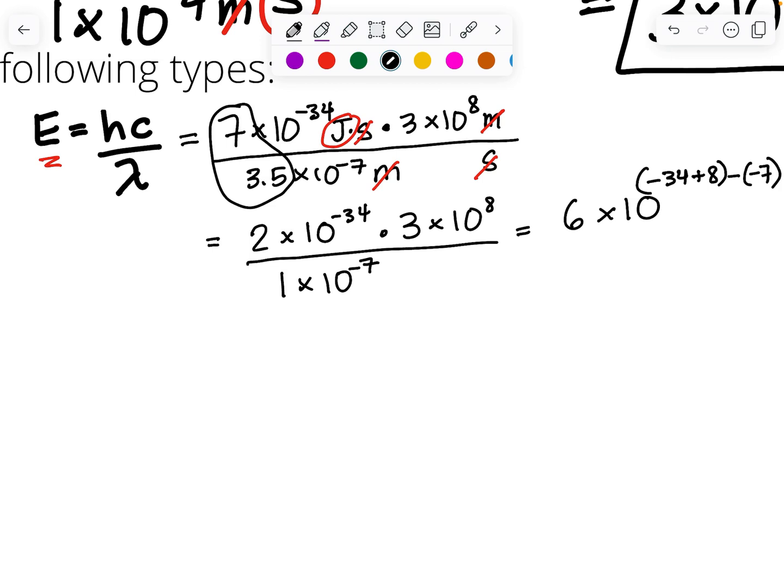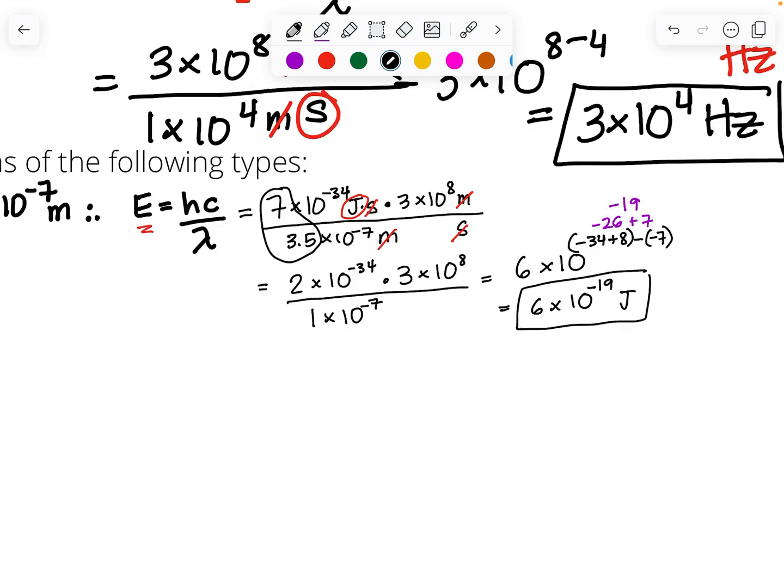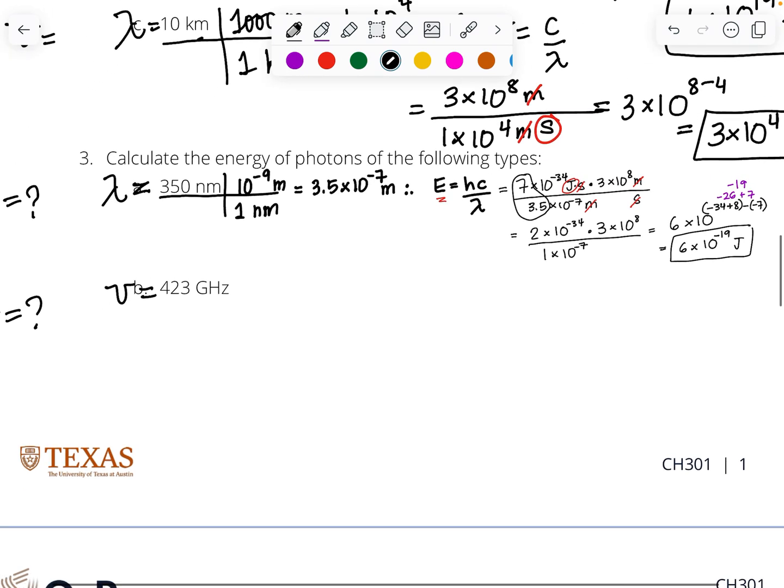So that is, I'll do a different color. Negative 34 plus 8 is a negative 26, plus 7 is going to give us a negative 19. So our answer is 6 times 10 to the negative 19. And remember what was left was joules, because we're calculating energy. A lot of brain math on that one.